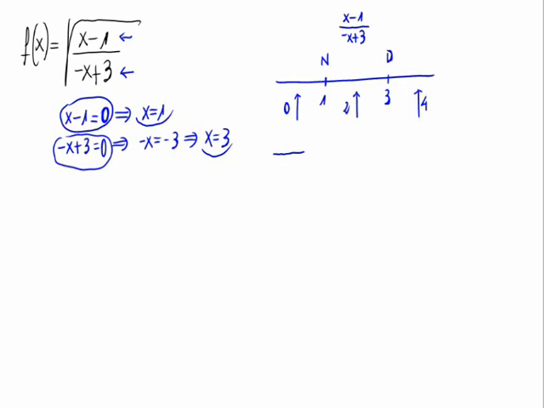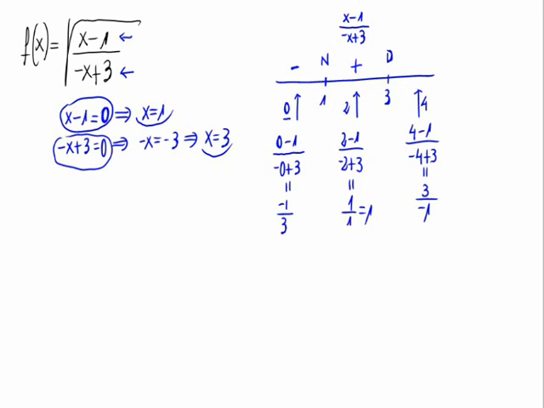We substitute them in the fraction. Beginning with 0, we have 0 minus 1 divided by 0 plus 3. That is minus 1/3, which is negative. Substituting 2, 2 minus 1 divided by 2 plus 3, that is 1/5, so it is positive. Finally, with 4, 4 minus 1 divided by 4 minus 4 plus 3, we have 3 divided by minus 1, which is minus 3, negative.